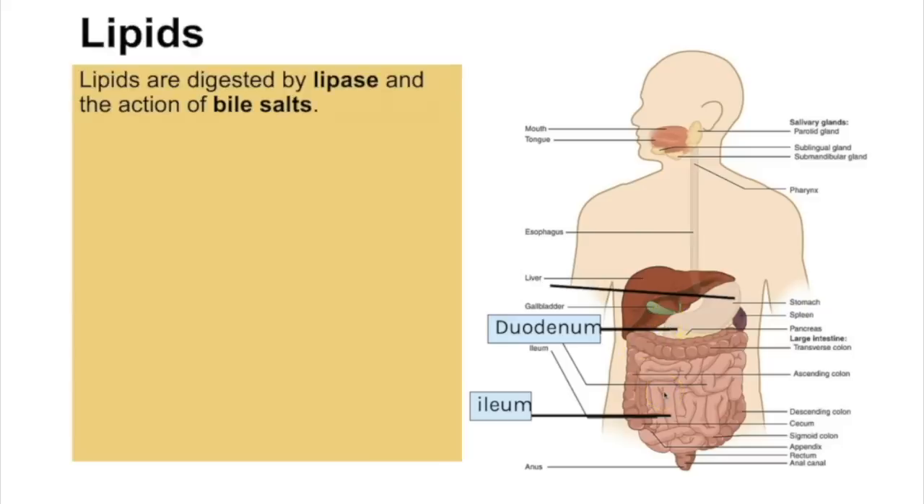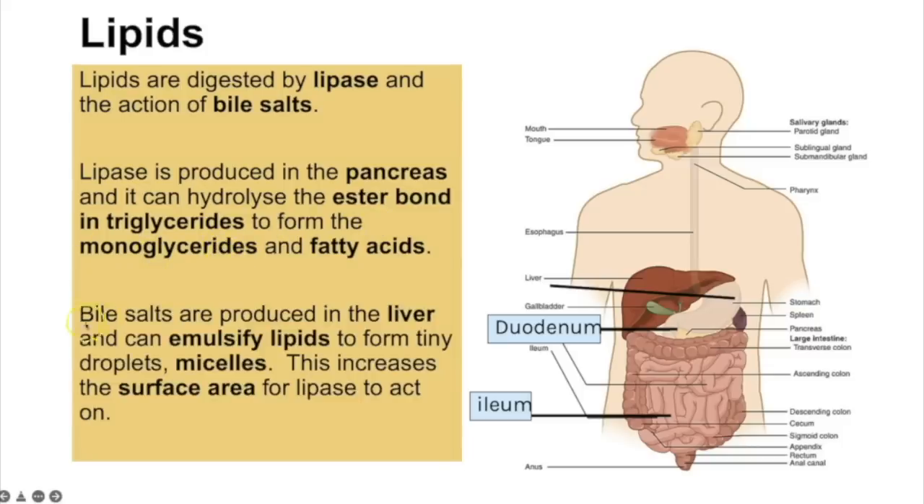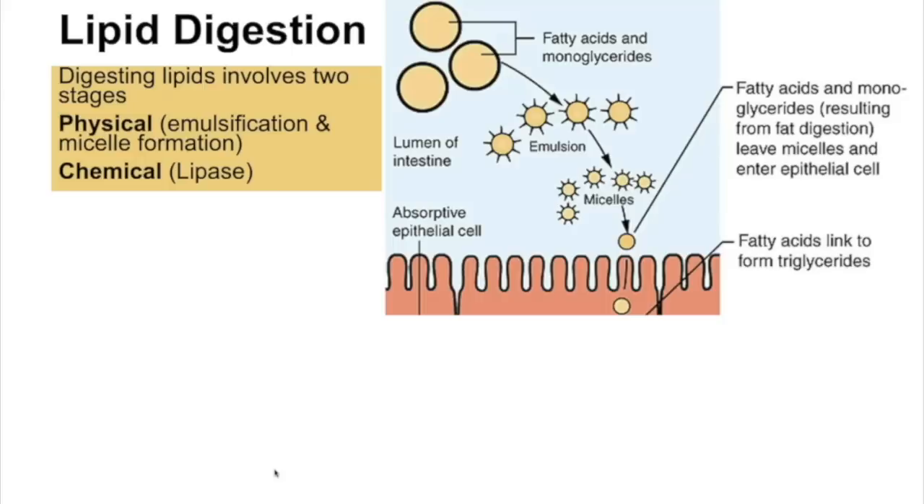Lipids are digested by lipase and also through the action of bile salts. Now, lipase is produced in the pancreas and it can hydrolyze the ester bonds in triglycerides to form monoglycerides and fatty acids. What the bile salts do after they've been produced by the liver is emulsify lipids to form tiny droplets called micelles. And these increase the surface area available for the lipase to bind onto and therefore act on. So they're going to be making this digestion more efficient.